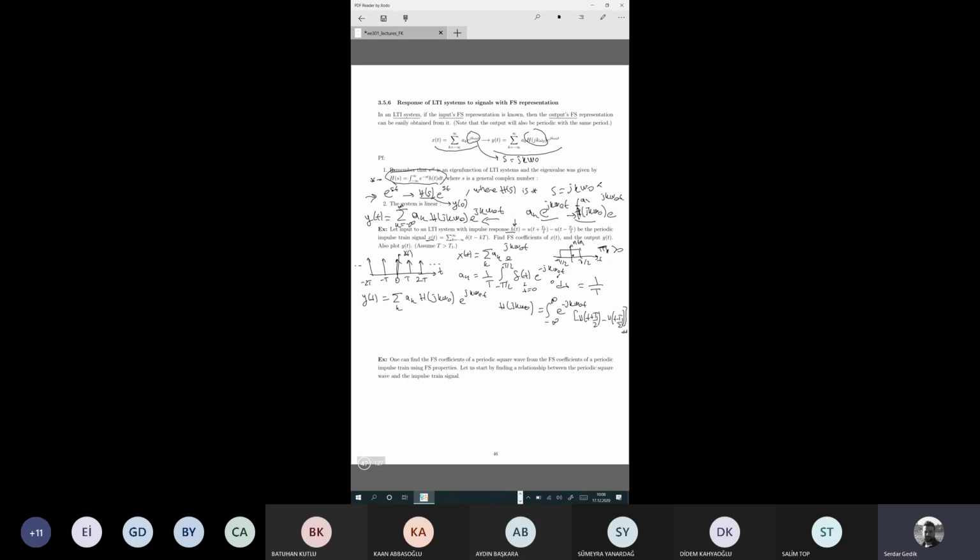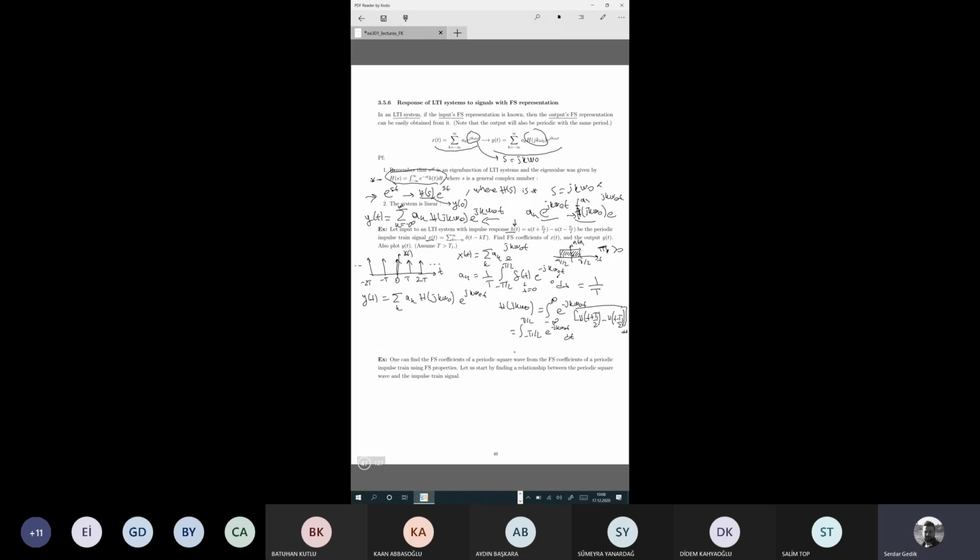So this is my H(jkω0), and if you go with the evaluation, it is from minus T1 over 2 up to T1 over 2. This multiplication does nothing but limit the integral. It is 1 in this interval, so it simply changes my integration limits and does nothing more. So e^{-jkω0t} dt.